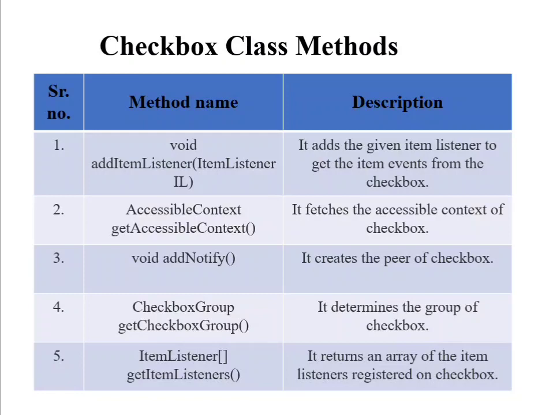Next one is Object[] getSelectedObjects(), which returns an array of size 1 containing the checkbox label, and returns null if the checkbox is not selected. We are discussing more Checkbox class methods. Next one is boolean getState(), which returns true if the checkbox is on, else returns false. Protected String paramString() returns the string representing the state of the checkbox.